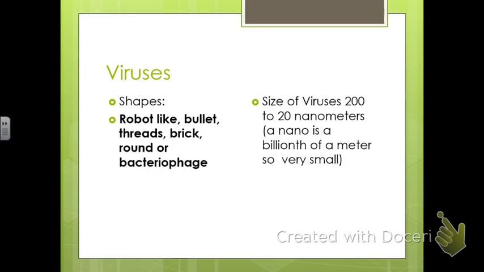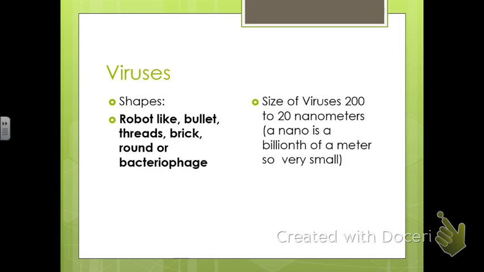So viruses have several shapes. They can be robot-like shaped, they can be bullet-shaped, they can just look like a thread, they can be bricks, so rectangular, they can be round, or the bacteriophages are viruses that invade bacteria. So if you look on page 440 and 441 in the textbook, you can see these different shapes.